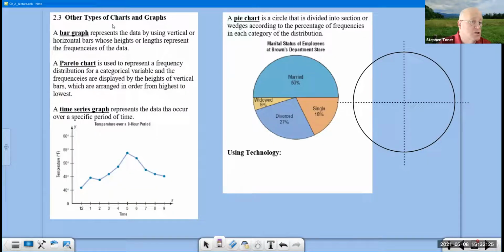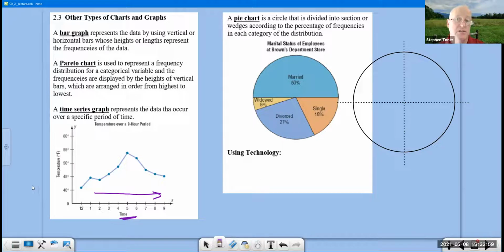Now, other types of charts. We're familiar with the bar charts. We're familiar with the Pareto charts. A time series graph allows you to see how the data has changed over time. And it turns out that we always put time on the horizontal axis, so we can see as time goes on from left to right what the fluctuation is going to be. It's always on the horizontal axis, earlier on the left, more recent on the right.